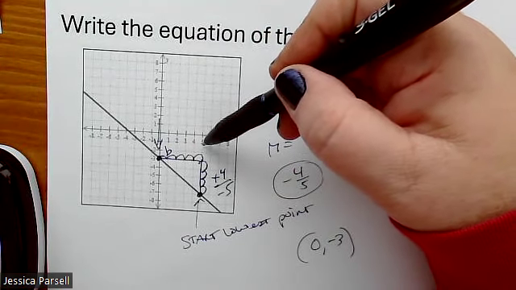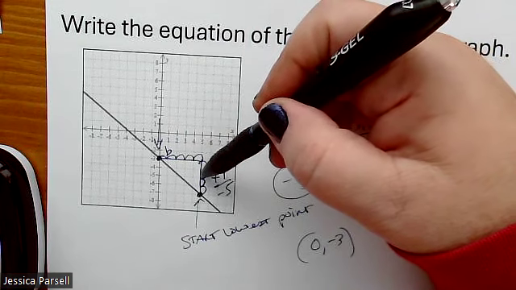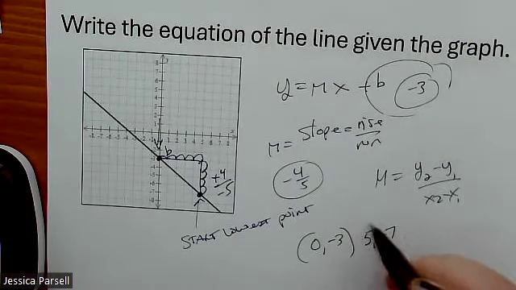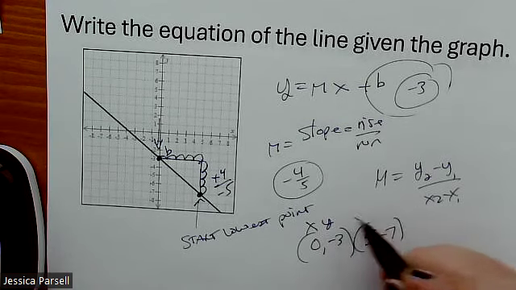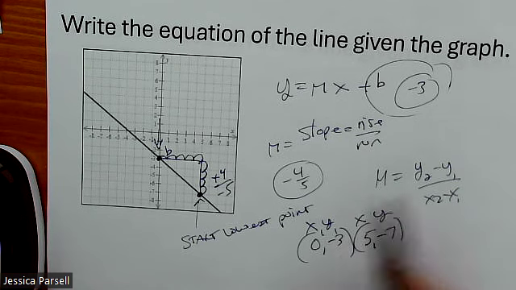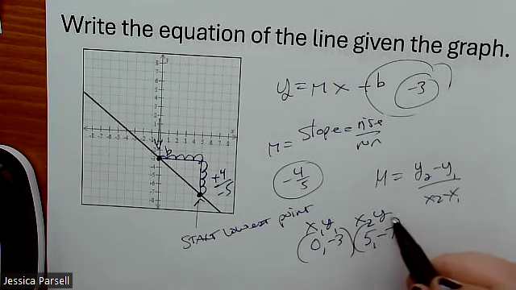And I'm down to 1, 2, 3, 4, 5, 6, negative 7. So it's over 5, down negative 7. So these are my 2 addresses, my 2 coordinates. I'm going to call them x sub 1, y sub 1, meaning I see those first, and x sub 2, y sub 2, meaning I see those second.